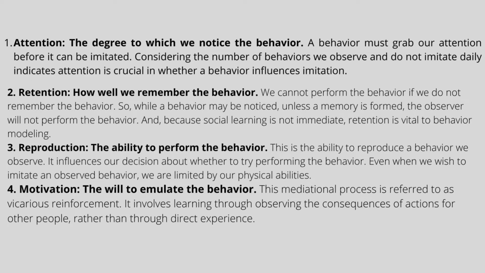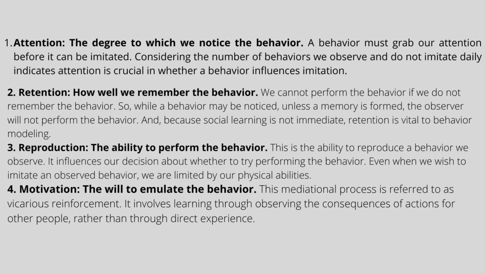Let's take a look at the four processes which form the framework of social learning theory. Number one, attention: the degree to which we notice the behavior. How attentively we notice a behavior grabs our attention before it can be imitated. Number two, retention: how well we remember that behavior. We cannot perform the behavior if we do not remember it.